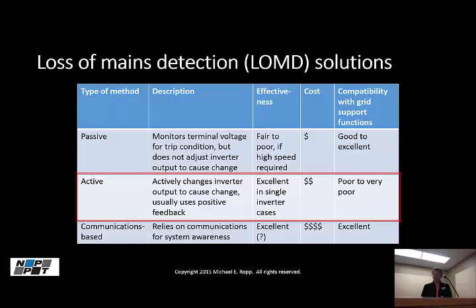The communications-based methods in general are very, very effective. And they have excellent compatibility with grid support functions, because if I'm trying to stabilize the grid, I can still tell whether the feeder breaker is open. The problem with the communications-based method is the one that we're all aware of. It's the cost. Comm channels are very, very expensive.